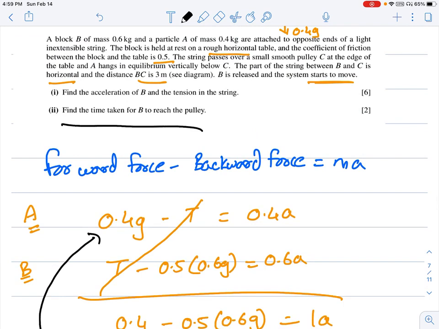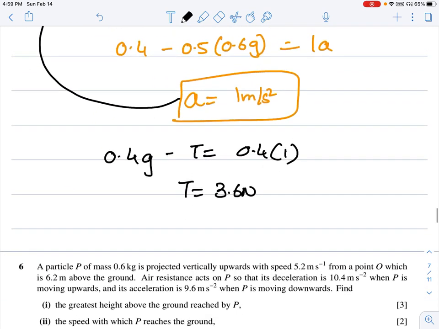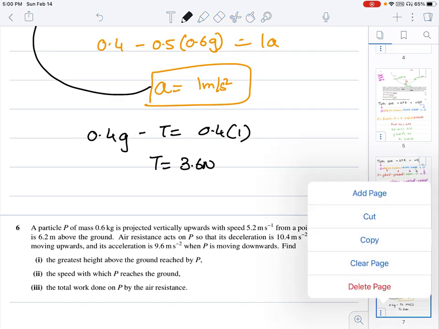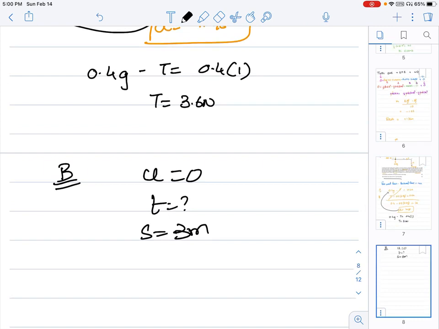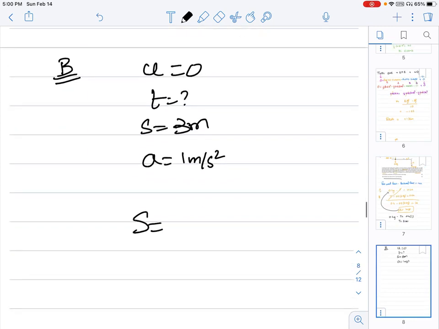Find the time taken by B to reach the pulley. So for B, initial velocity is 0. Time is being asked. Distance is equal to 3 meters, it has to travel 3 meters to reach the pulley. Then acceleration is 1 meter per second square. So I use s is equal to ut plus half at square.